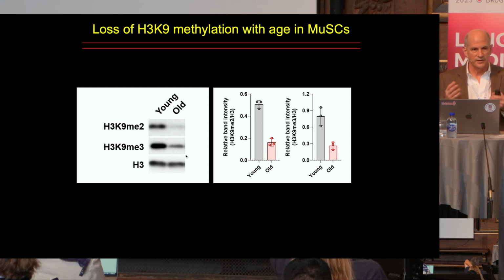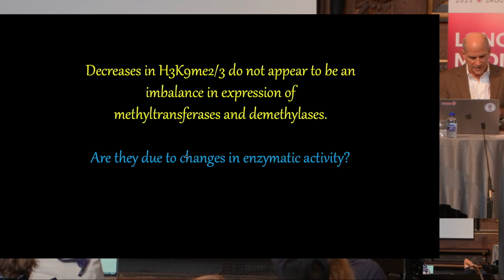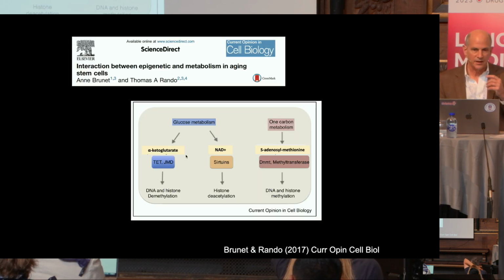So again, this is all kind of consistent, but we looked at the levels of expression of the methyltransferases and demethylases that should be basically determining levels of K9 di and trimethylation, and we didn't see any changes, any pattern that would make sense for that. So basically, the levels of expression seem to be quite constant throughout age. So it wasn't a change in transcript levels or protein levels. So we asked, is it instead a change in enzymatic activity? So the levels aren't changed, but the activity is changed, and what could possibly account for that? So this is what led us to think about metabolism.